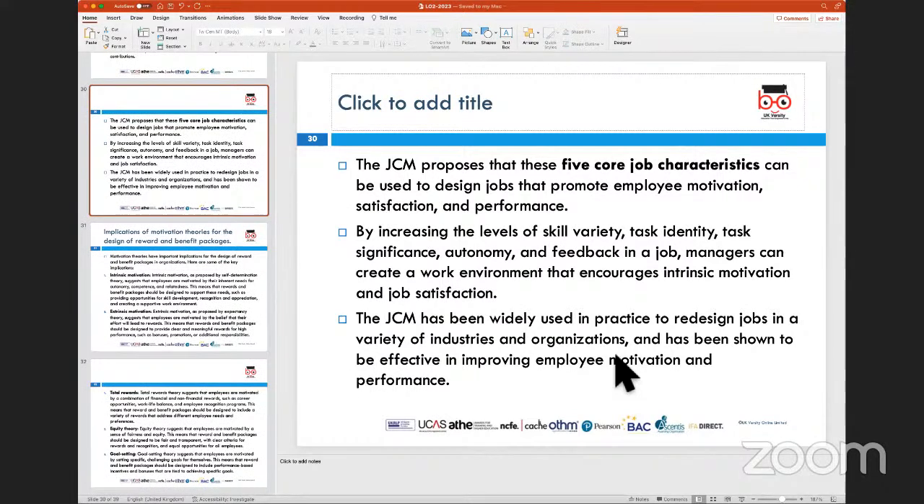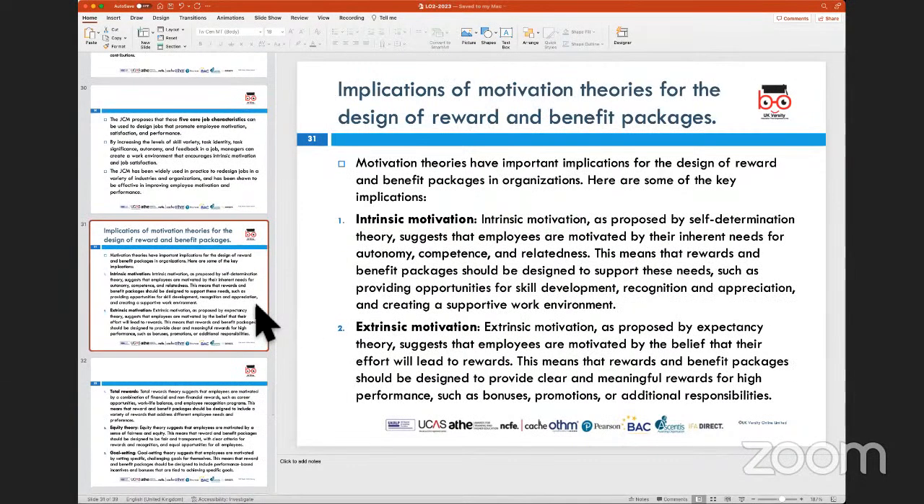Okay. Now, what I would want to also do is look at a few implications of how motivation theories can be used to design reward and benefit packages within the organization. Now, I have got three of you on the session today. So could you think of what are the kind of incentives or reward packages which organizations put forward to their employees? What have you seen? Some of you have worked previously in organizations. So what kind of reward and benefit packages have you seen within the organizations? Any ideas?